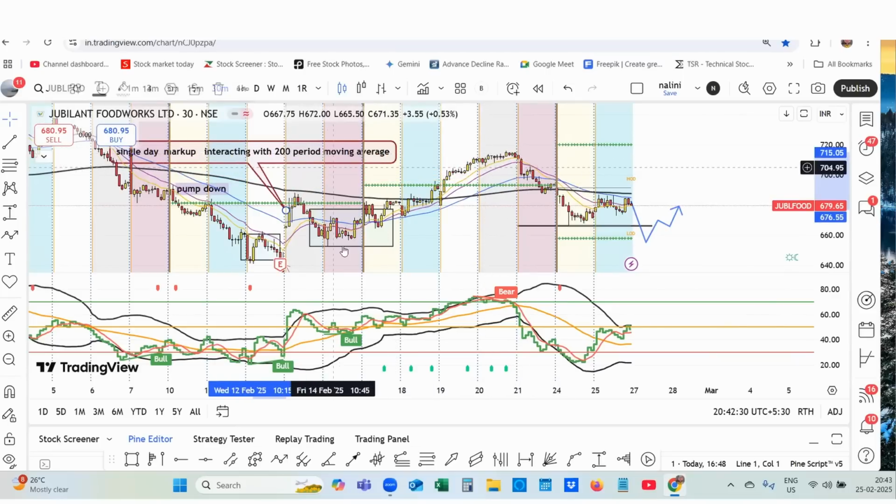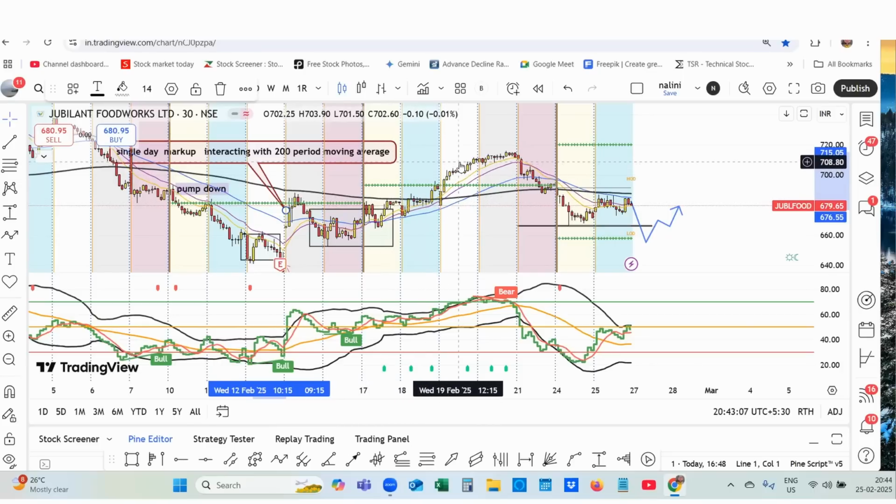Here you can see the movement after the W pattern. The market started markup, and this markup continued from the previous week to previous week. W formation started on which day? 12th February, and it started around the crossover of the 50 period moving average, which happened when? In the previous week, and price started climbing up.